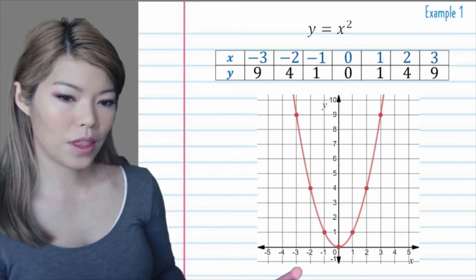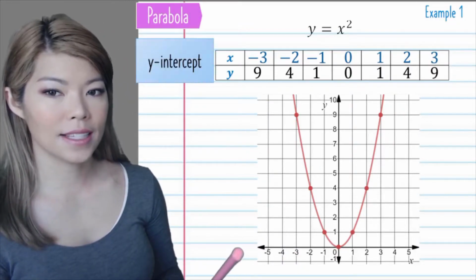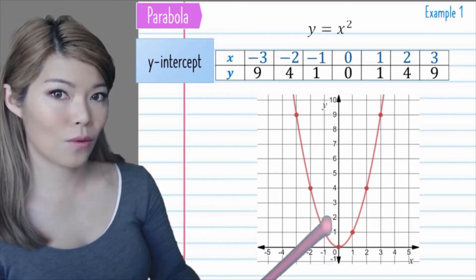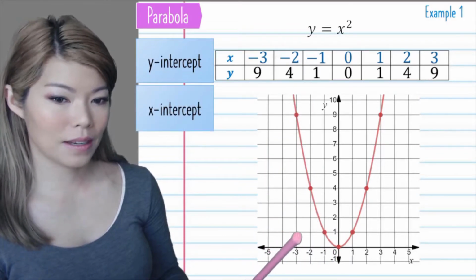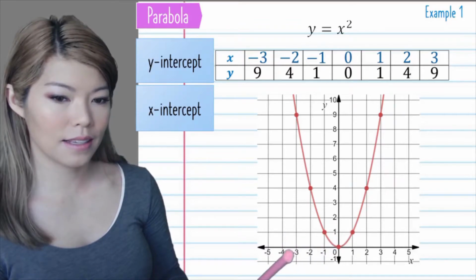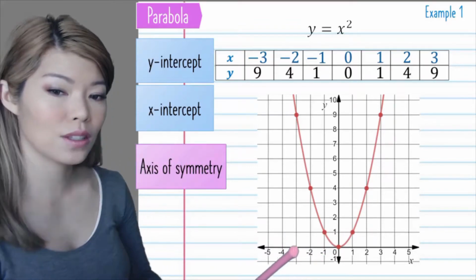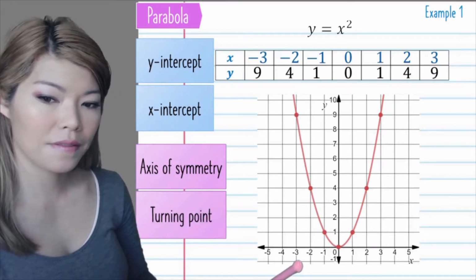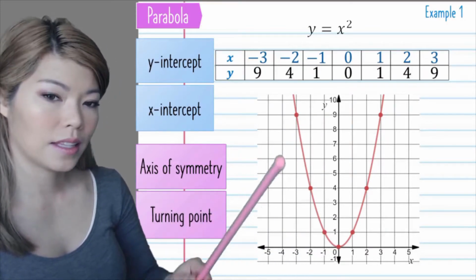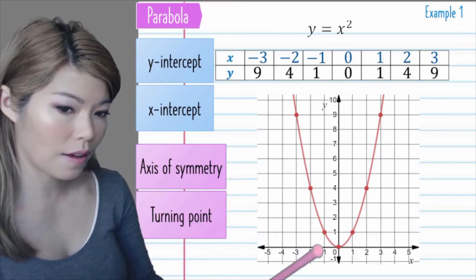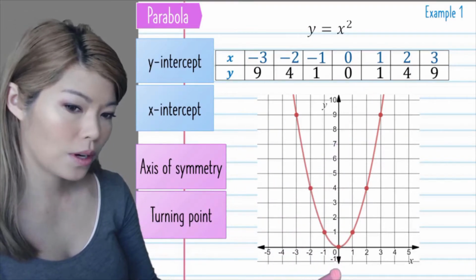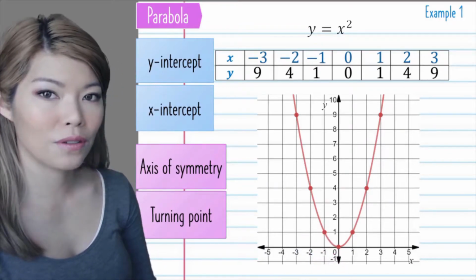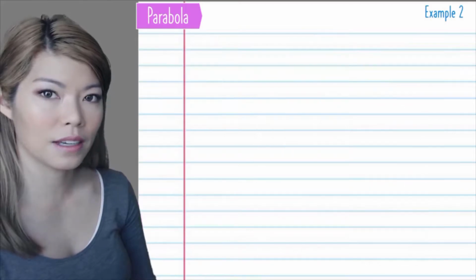And with each graph, we're going to analyze a few things. The y-intercept, so for this one, it's down here where it cuts the y-axis. The x-intercept, again, where it cuts the x-axis. And the axis of symmetry, which is the line that cuts the graph exactly in half. And then the turning point. The turning point is a point where the graph turns. So it's this point down here for this graph at 0, 0. Let's have a look at a few graphs so we get familiar with all these terms.